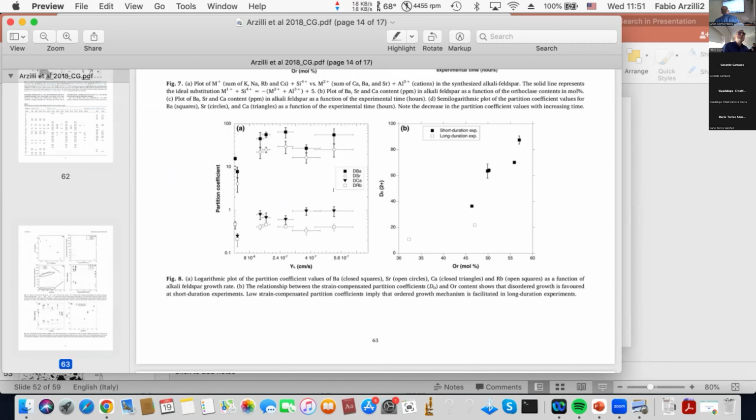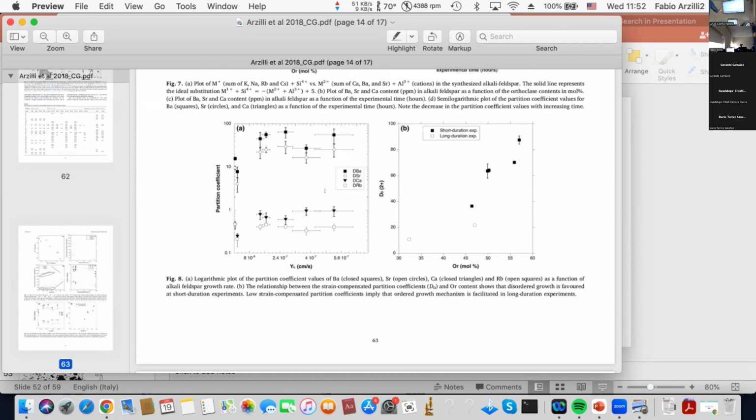Okay, but how does this one work? Because there is information missing here. Which one is the long duration? The long duration ones are this one here. The slower growth rate, so therefore this is the fast growth rate. They have a higher partition coefficient.